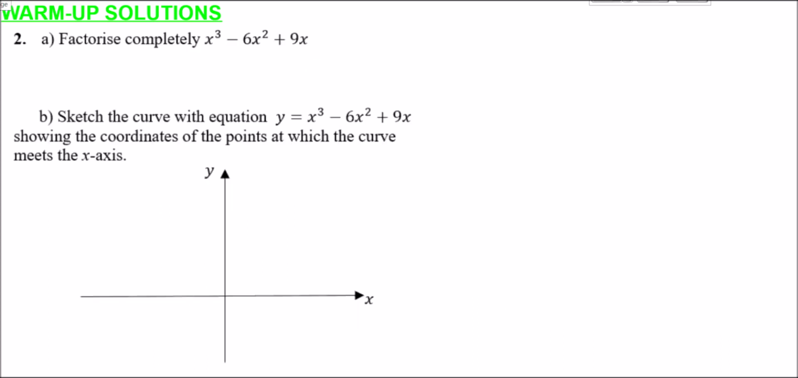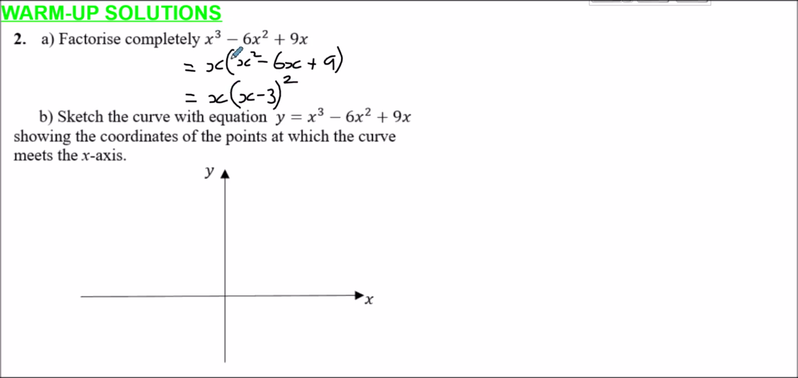Question 2. First part, factorise completely x cubed minus 6x squared plus 9x. So in order to do this, we notice there's an x term in each of these, so we can take that out immediately. And we get this. Now this bracket here will factorise as well. Two numbers that multiply together to give positive 9, when we add them to, we get negative 6, that's minus 3 and minus 3. And so this is going to be x, brackets x minus 3 all squared.